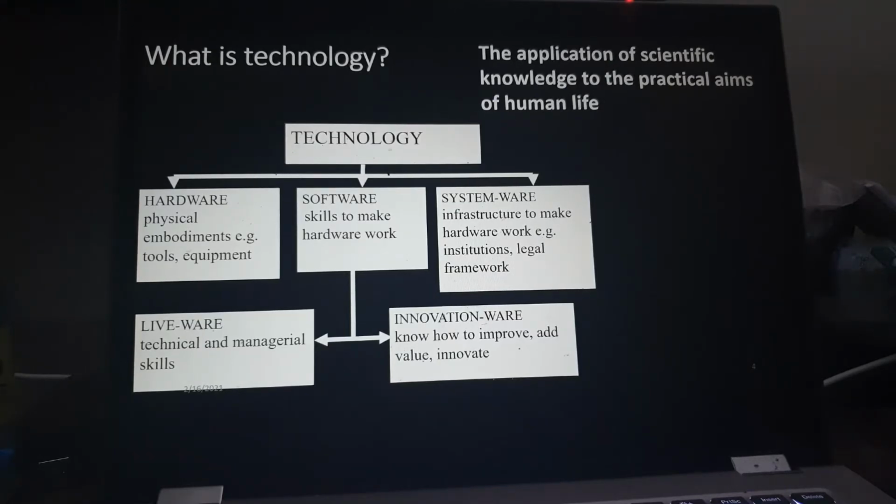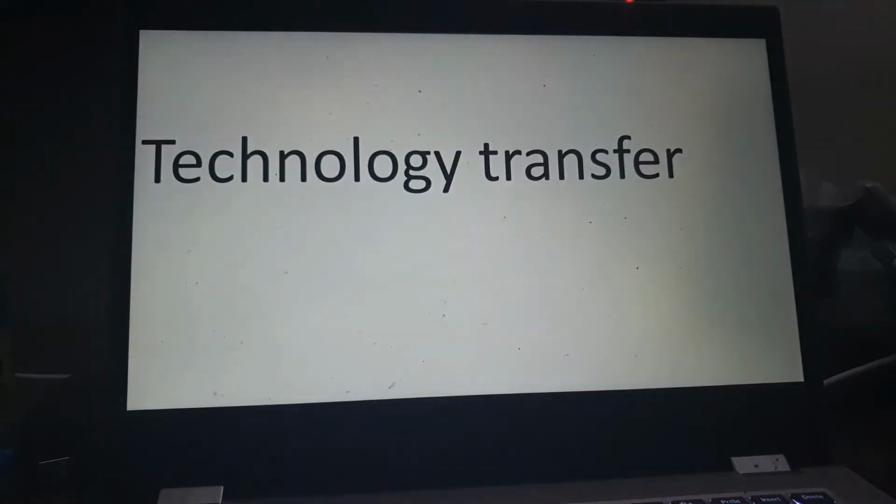The legal aspects of technology, the systemware, is also not well developed in many developing countries. The infrastructure to support the technology. There are times where foreigners have come to Kenya and to other developing countries and applied some legal jargon and legal arguments and patented our technologies and gone away with them. So we need to understand technology not just from the hardware aspect of view, but also from the software and the systemware. Now we want to talk about technology transfer.